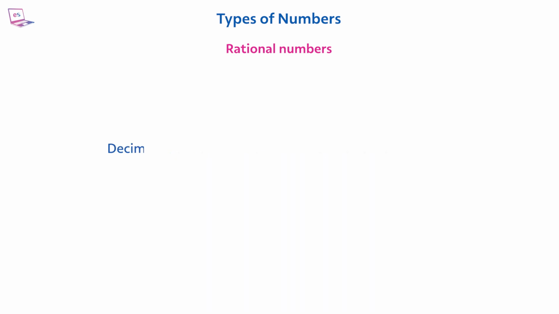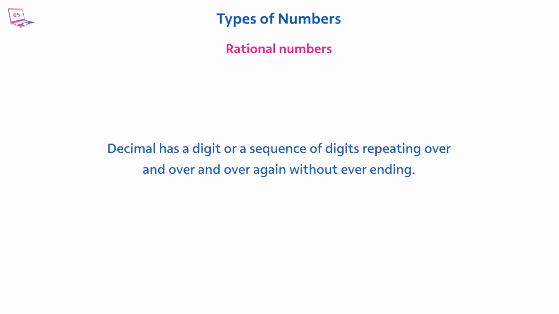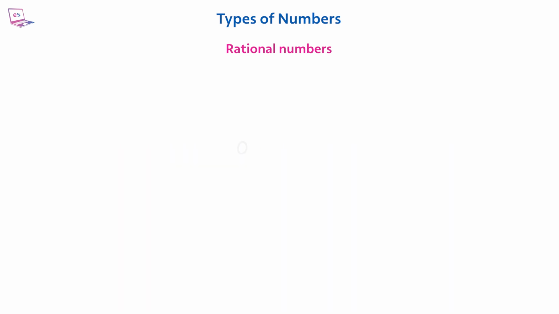What is meant by a recurring decimal? It means the decimal has a digit or a sequence of digits repeating over and over again without ever ending. For example, the number 0.3333 never ends and is an example of a recurring decimal. But we cannot keep on writing the number 3 forever. So, recurring decimals are written by placing a dot above the number to show which numbers recur. In our example, the number 3 is recurring. So, it is written as 0.3 with a dot placed over 3 indicating that 3 is recurring.